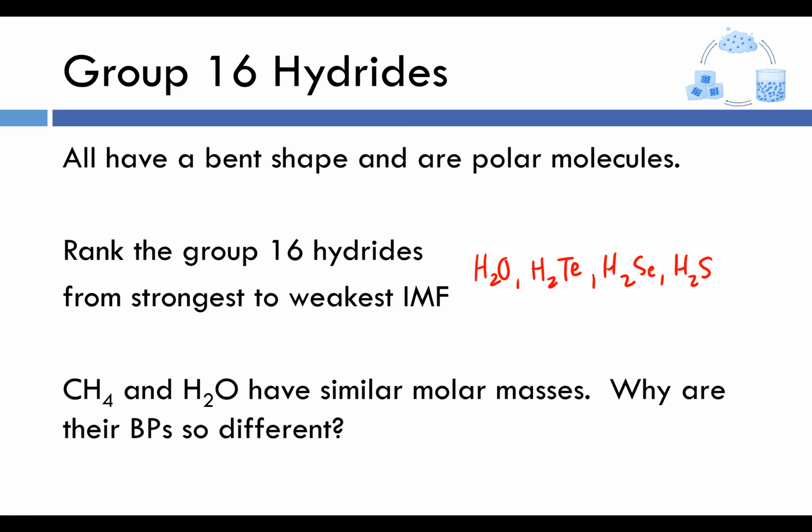If you take a look at CH4 and H2O, they have very similar molar masses: 16 grams per mole for methane, and 18 grams per mole for water. Why are their boiling points so different? Yeah, this all comes down to intermolecular forces.